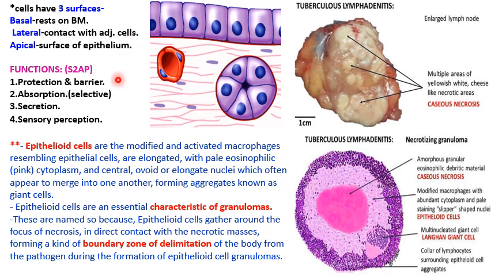Now coming to the functions. The very important function of epithelium is protection. It protects the deeper structures. For example, skin. The skin is protecting the deeper structures, the muscle, the vessels and all that. So that's how the protection is done.